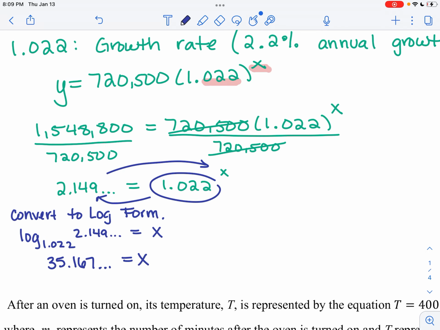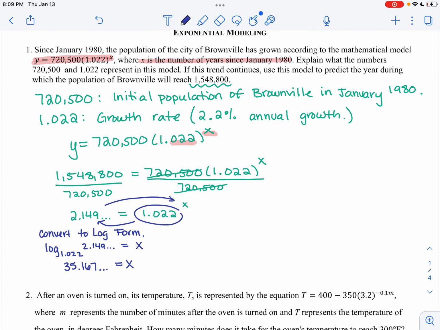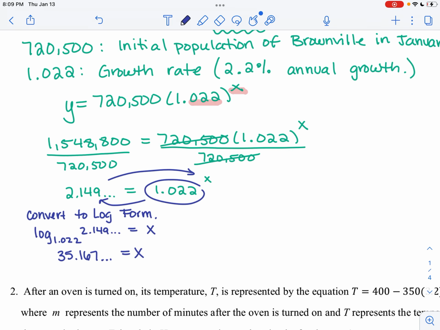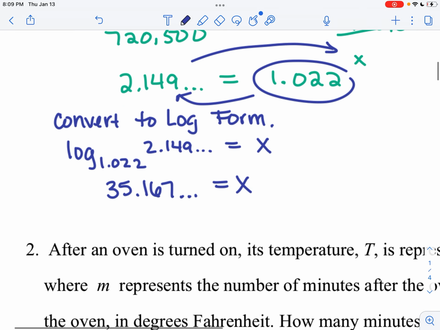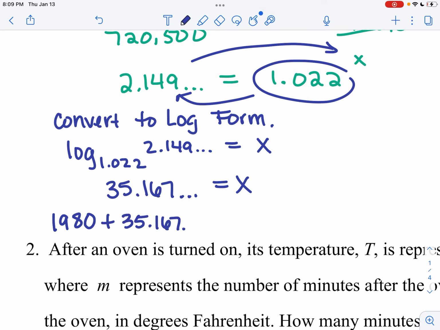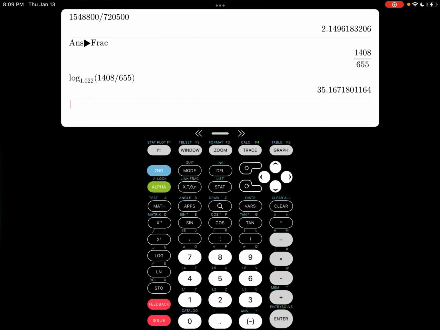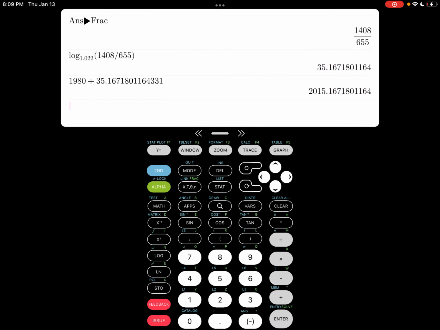Now, what they're asking us to solve for here is to predict the year during which the population will hit this amount. The year that this all started in was 1980. So if I add the 35.167, what year will this happen in? Even if you wanted to come back here, 1980, add on that decimal, it's going to be happening during 2015.